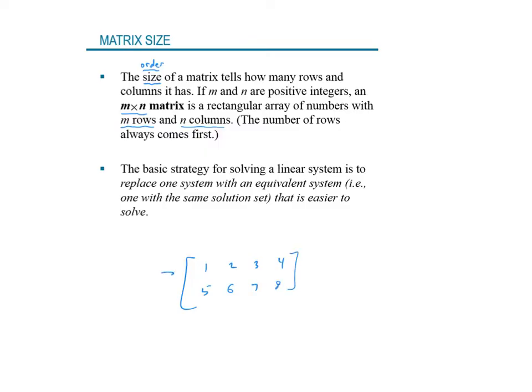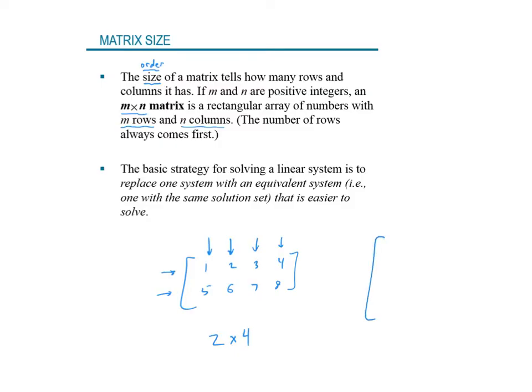I count my rows first, 2, and then my columns. So it's always row by column. Ingrain that into your soul. That is a 2 by 4 matrix, row by column. Do one more example here.